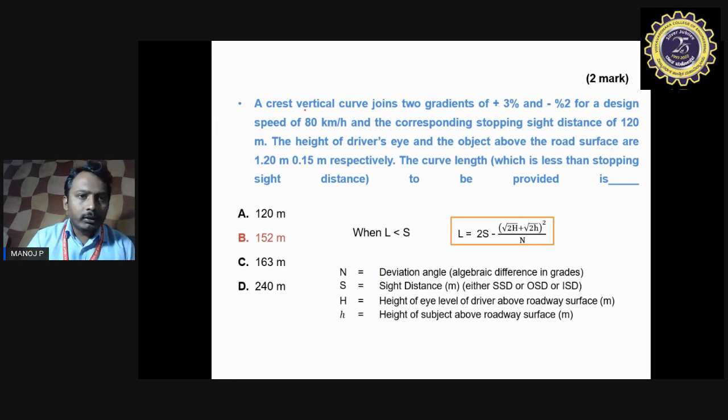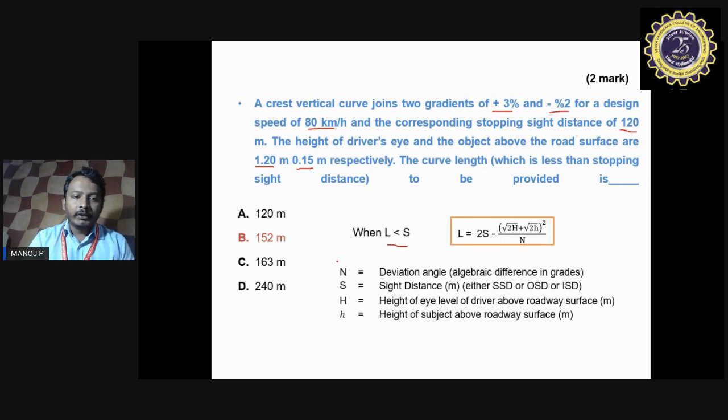Last question. We shall wind up after this. The crest vertical curve joins two gradients, +3 and -2, for a design speed of 80 km per hour. The corresponding stopping sight distance is also given. The height of the driver's eye and object, this is capital H, small h. What curve length is to be provided? First, we'll consider L is smaller than S. L is equal to 2S minus (square root of 2H plus square root of 2h) the whole squared, divided by N.